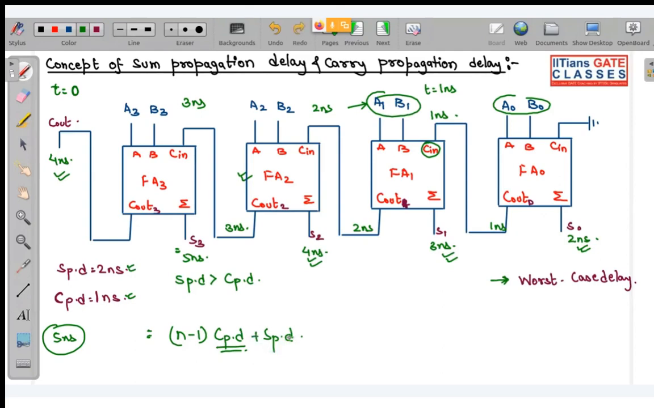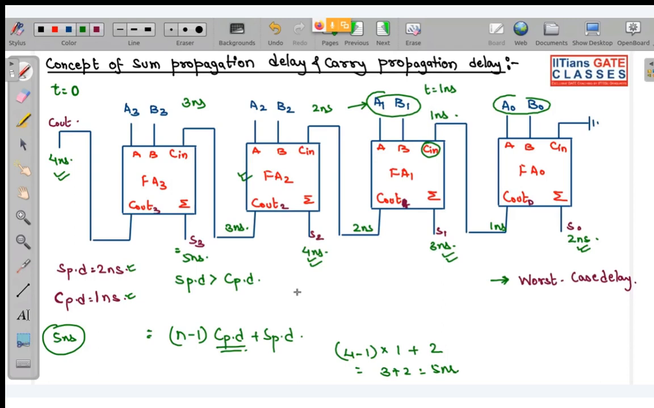So now if you do this, n over here is 4, so 3 minus 1 into 1, carry propagation delay is 1 nanosecond. Sorry, 3 I have written. So that will be 4 minus 1, as there are 4 full adders, into 1 plus SPD, which is 2. So this will be 3 plus 2, that is 5 nanoseconds. So after all this analysis, we are getting the same thing using this formula. So tell me if this is clear or not.